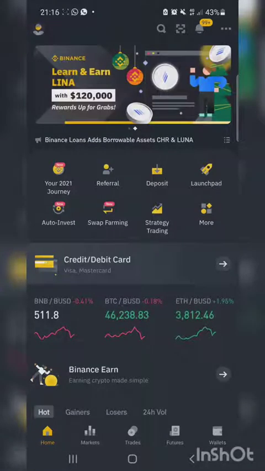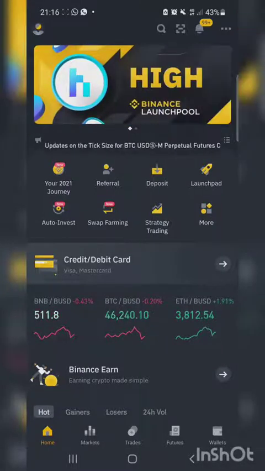In today's presentation, I'll be teaching you how you can trade on spots, Binance spots.